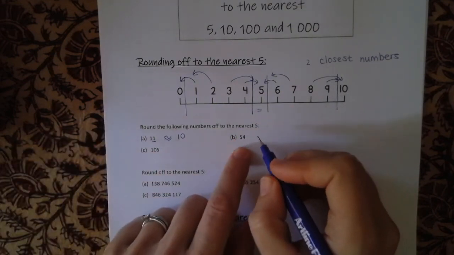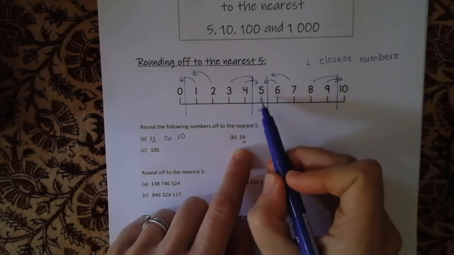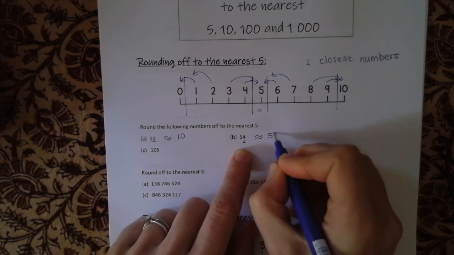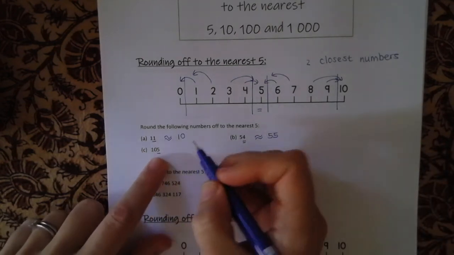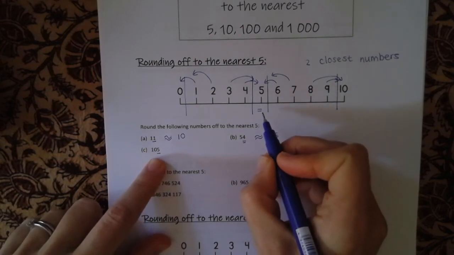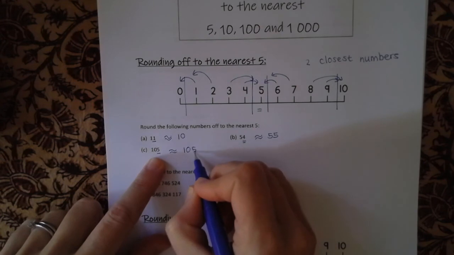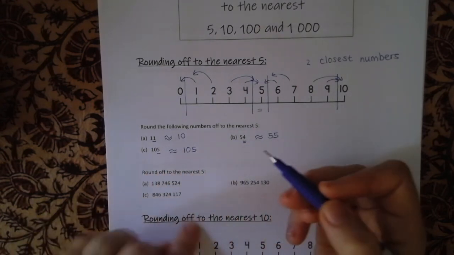Then on this side, the number ends on a 4, it's 54. So 4 is closest to 5, so this will be rounding up to 55. On this side, the number ends on a 5, so 5 stays 5. So then there's not going to be a change in this number. So it's rounding and it's still 105.